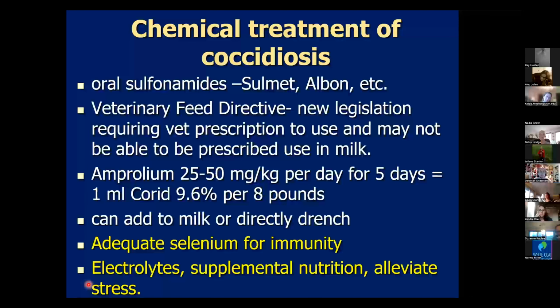So you need to make sure all the other things are happening too, like maybe the pen is getting cleaned out and clean bedding put in and it's dry and all the other things that need to happen to make coccidia go away. I also like to make sure they have the right minerals like selenium to help their immunity, because they're going to try to build up an immunity against this. And you may need to give them a little supplemental nutrition or electrolytes if they're having a hard time with the coccidia, and try to relieve the stress like at weaning as much as you can.